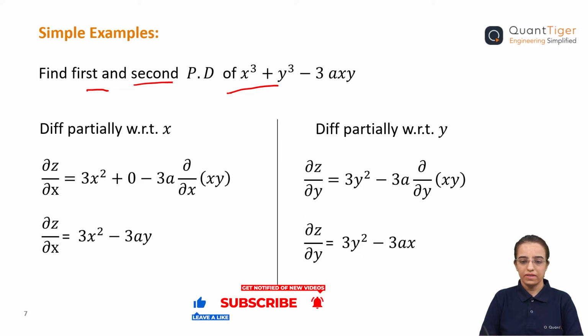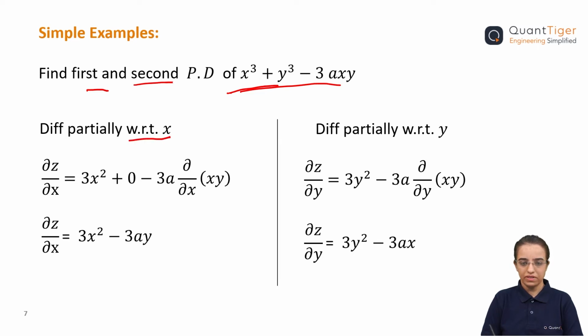And this is the simple example which I have taken here, x cube plus y cube minus 3axy. It's a very simple example. It will make your concept clear, like how to apply it and solve it. So to make it clear, I have done partial differentiation with respect to x, and I have done it with respect to y as well. So here on the left hand side I have done this with respect to x.